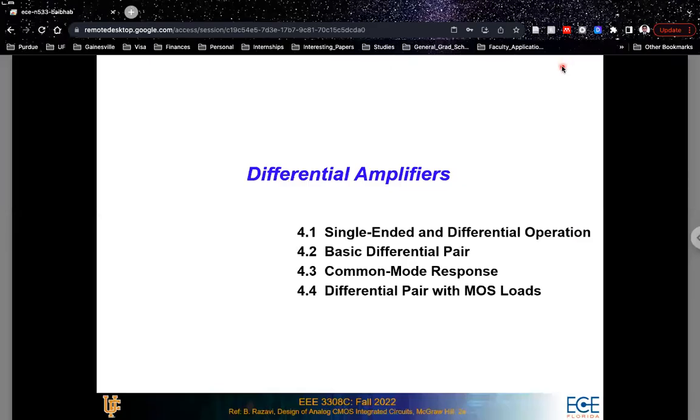Hello everyone, and welcome to our discussions on differential amplifiers. So in the previous lecture, we have been looking into the single-ended and differential operations.